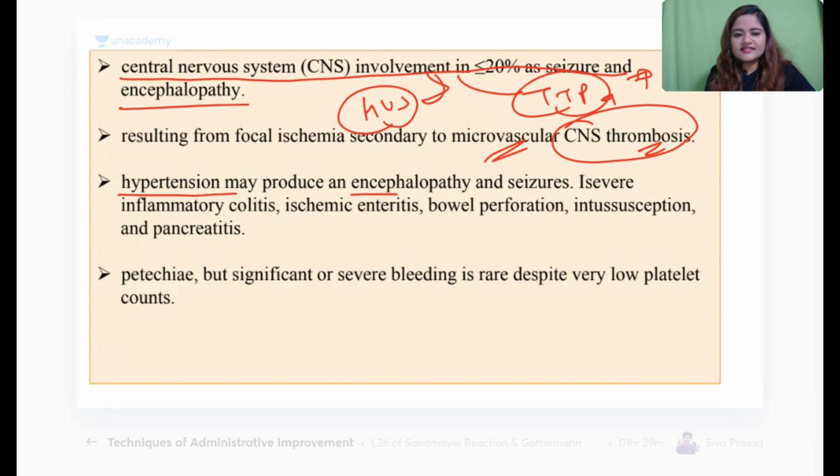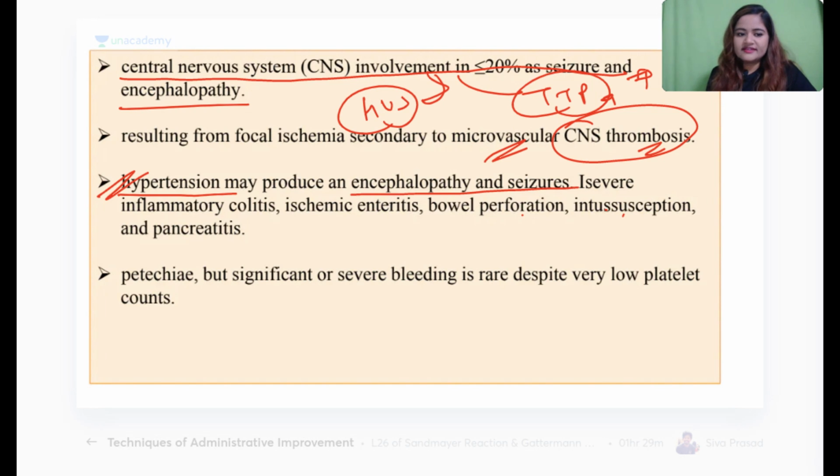Hypertension may produce an encephalopathy and seizure-like disease. In severe inflammatory colitis, there could be ischemic enteritis, bowel perforation, intussusception, and pancreatitis. So all the multisystem disorders and complications can occur in these patients. But most important is hypertension, जिसके वजह से patient को seizures हो सकता है, encephalopathy हो सकती है.